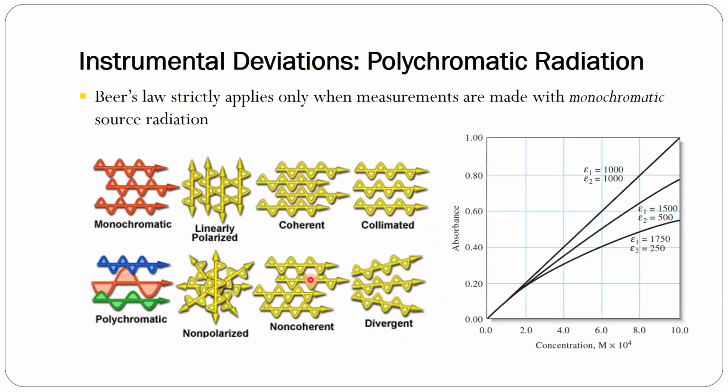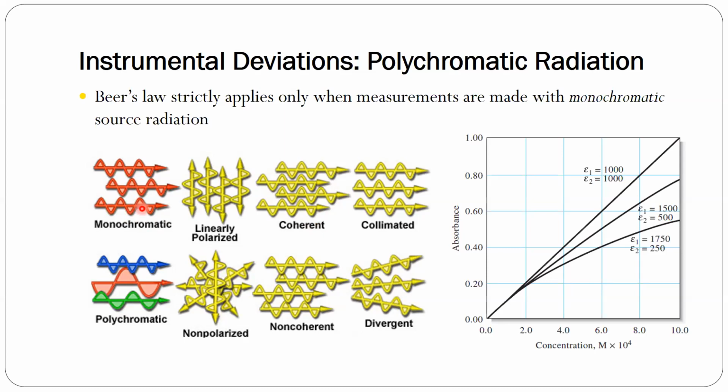Okay, there are also limitations that are instrumental in nature. And one of them is kapag ang ginamit mo doon sa equipment ay polychromatic radiation. Ano ibig sabihin nun? Yung light kasi or radiation, pwede siya magkaroon ng iba-ibang form. May monochromatic, may polarized, may coherent, okay? But we will not discuss all of this. Pag sinabing monochromatic kasi, iisa lang yung wavelength na ginagamit mo dun sa spectrophotometer.